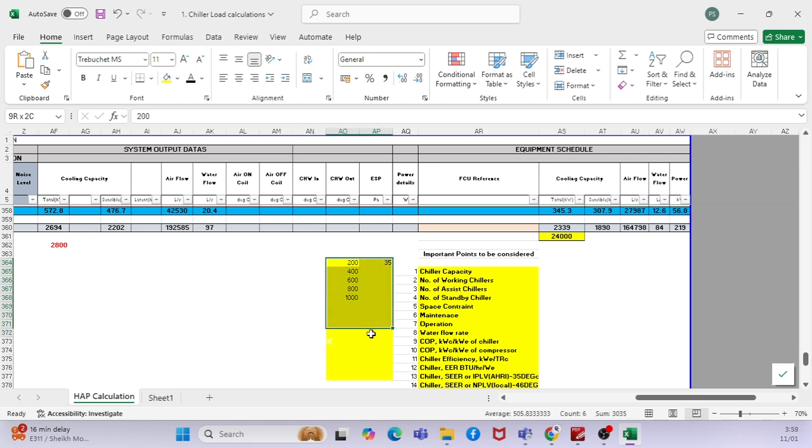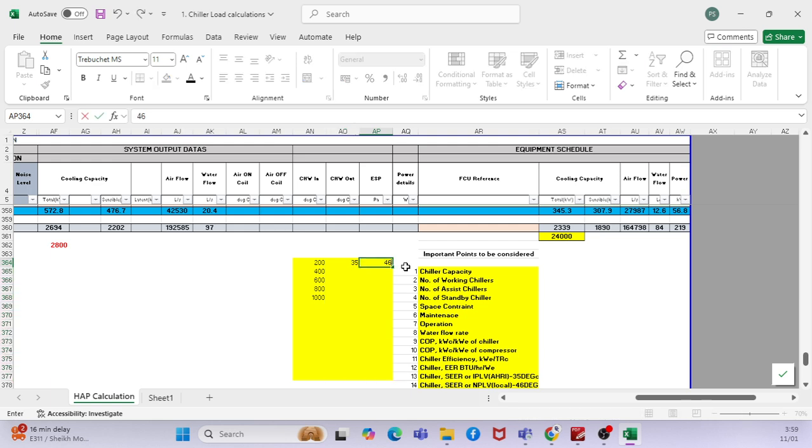So when you bring it to 46 degrees Celsius, then your kilowatt will vary. The 200 kilowatt is for 35, and at 46 degrees Celsius, assume the capacity will be approximately 150 kilowatt or 140 kilowatt. It will reduce because of the higher ambient temperature.